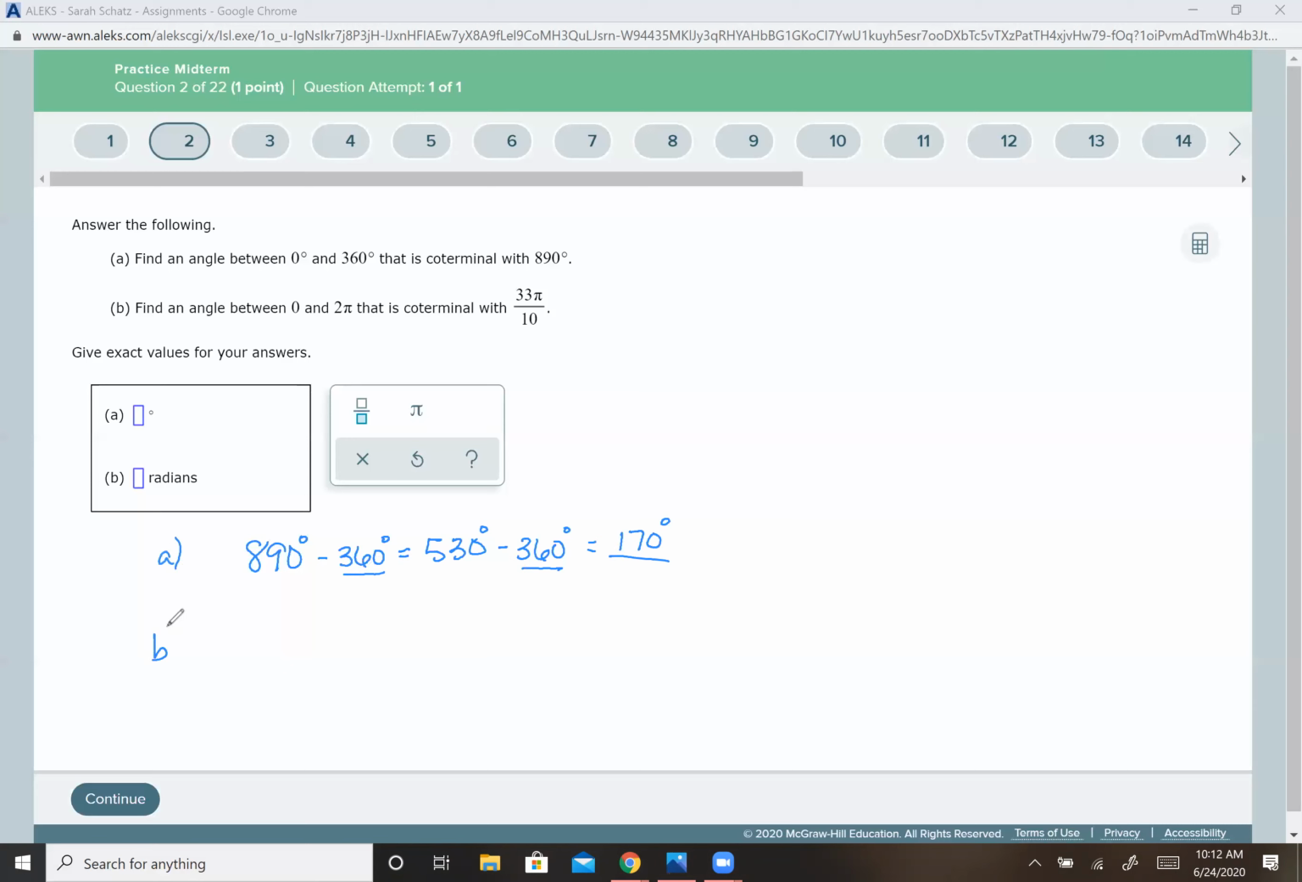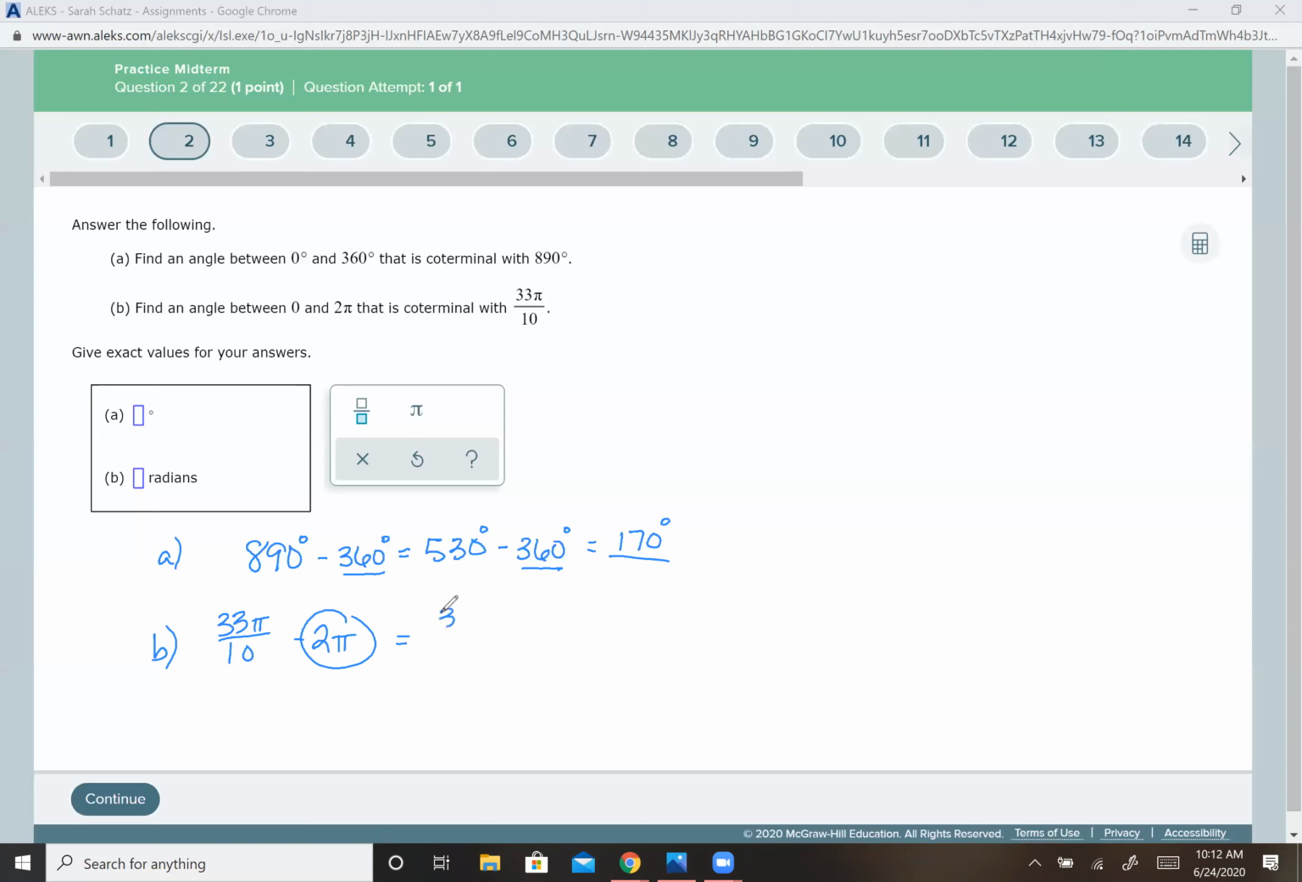So for part B, we're doing the same thing, but we're doing it in radians. The angle given is 33 pi over 10. Now, when you're in radians, we don't subtract 360, we subtract 2 pi, because 360 degrees is 2 pi radians. Radians are a little bit harder because we've got the fractions. I have a fraction with this 33 pi over 10, so I need to turn 2 pi into a fraction over 10 also. We have to have common denominators to subtract fractions.